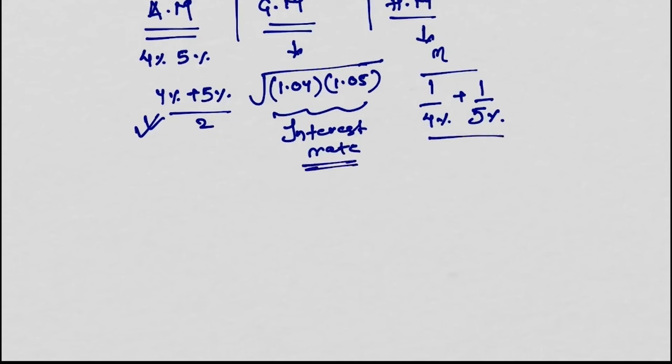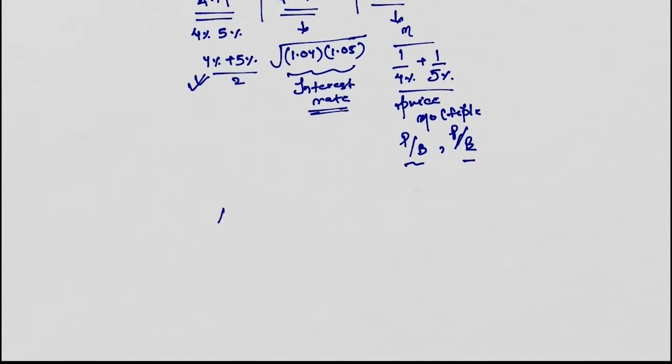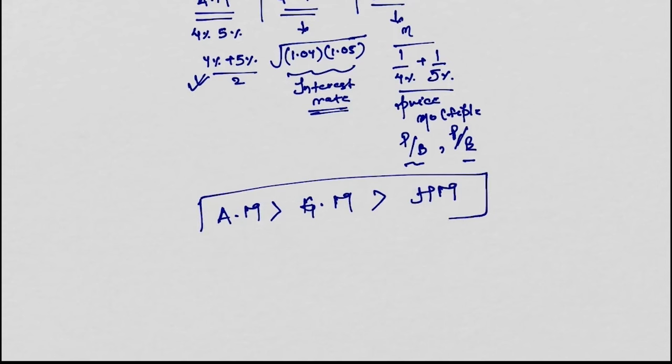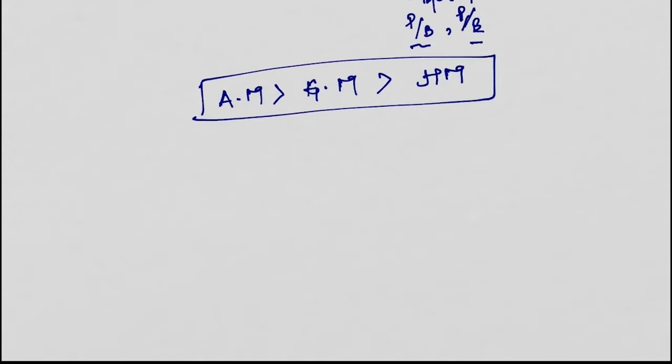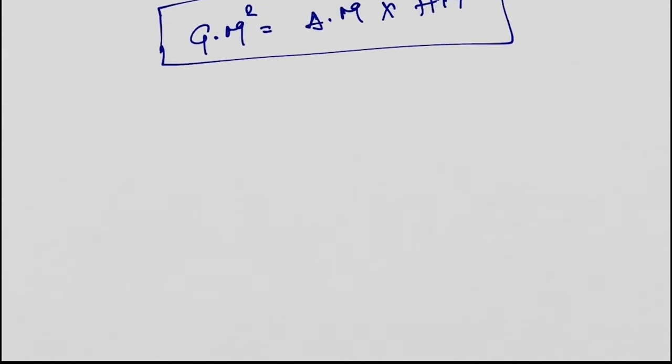However, if the discussion is about the price multiples, finding out the average price multiple, like price to book ratio, price to earning ratio, then you use harmonic mean. Another relationship is arithmetic mean is greater than geometric mean, and geometric mean is greater than harmonic mean. And one relationship is geometric mean square is equal to arithmetic mean into harmonic mean. Okay, with that we have completed the discussion of moment one.